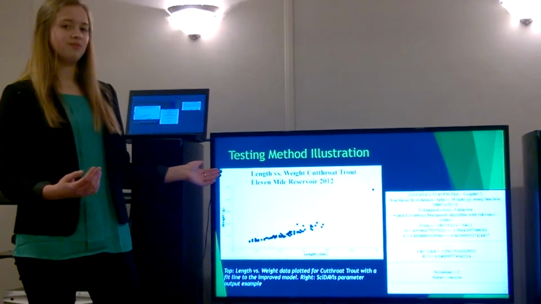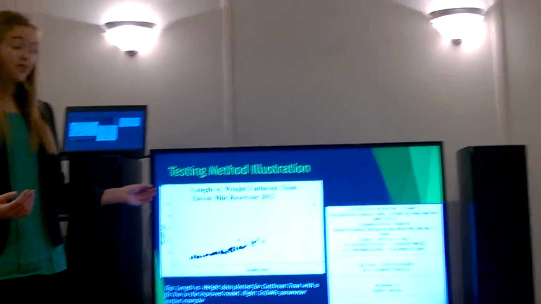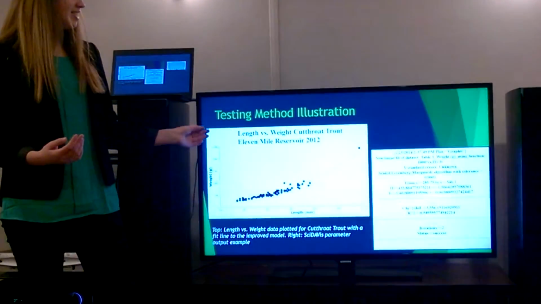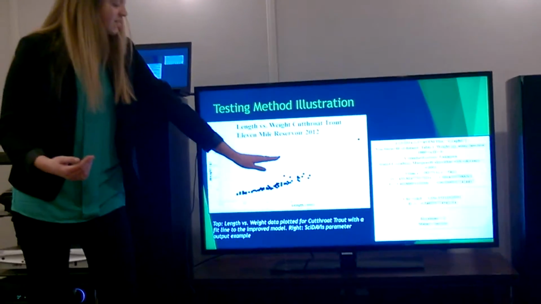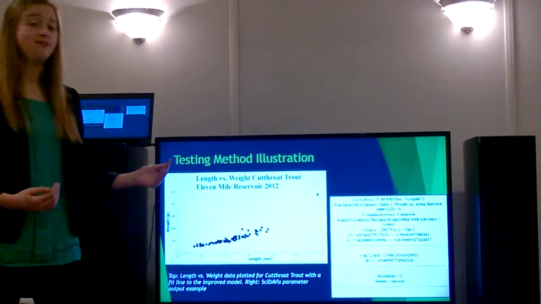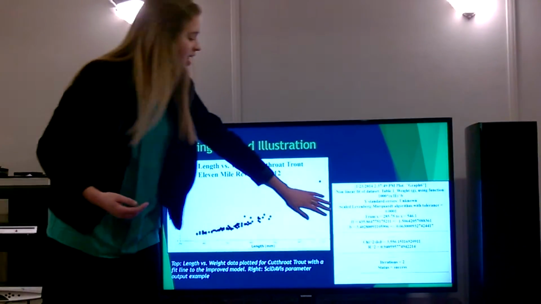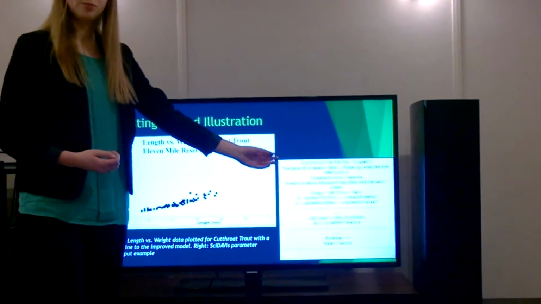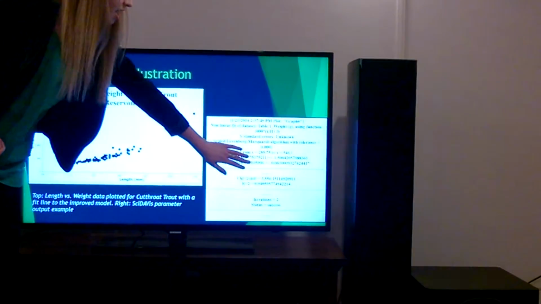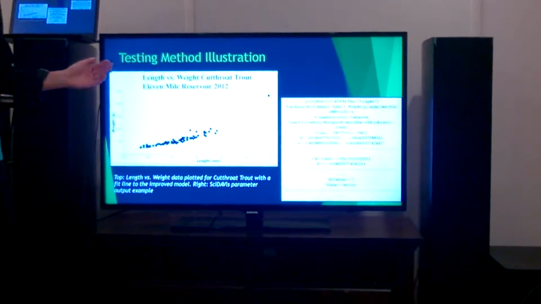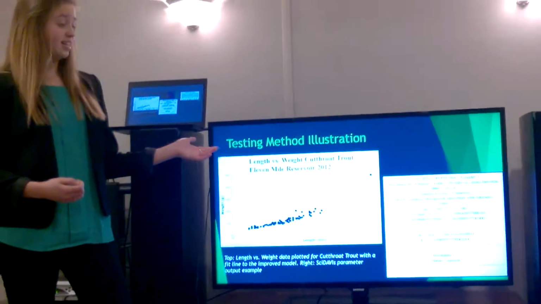So this is one of the 480 fits that I did. This is length versus weight in cutthroat trout from 11 Mile Reservoir. Each dot represents a fish, and the red line represents the fit to the improved model. This is an example of the output from the Cy-Davis program I used for graphing, where L1 and B are given, and their uncertainties are listed as well. So this is what it looks like for each of the 480 data sets.